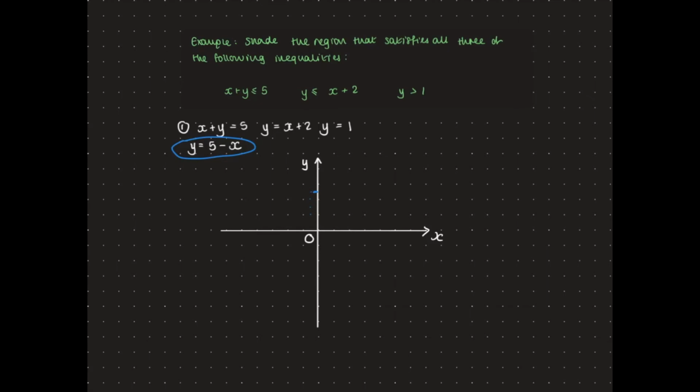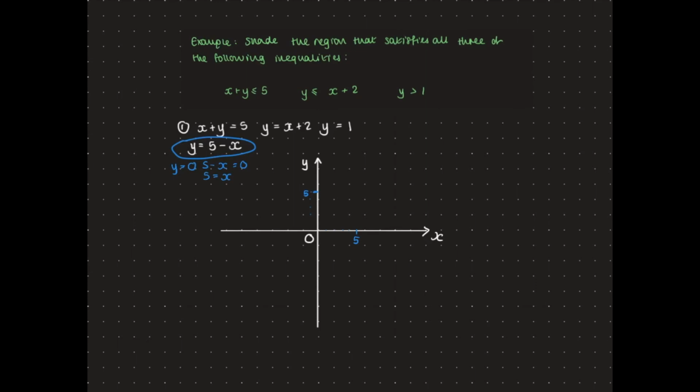And I also know I've got a negative gradient of 1. So what does that mean? So I can put in another value so I can draw my line easily. So the value I'm going to put in is y equals 0. When y equals 0, 5 minus x is equal to 0. So 5 is equal to x. So I can plot that point here too. So I'll go along the x-axis, 1, 2, 3, 4, 5. So I know it also goes through that point.